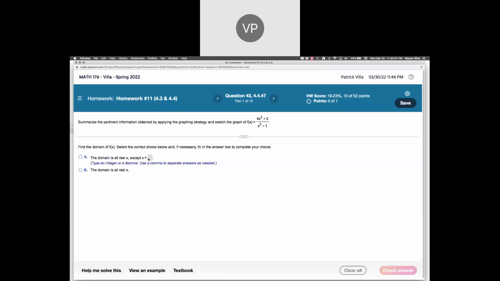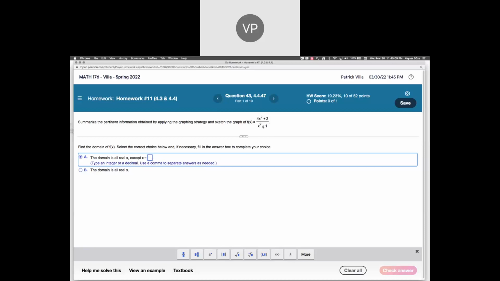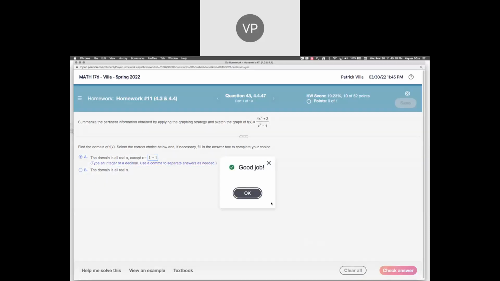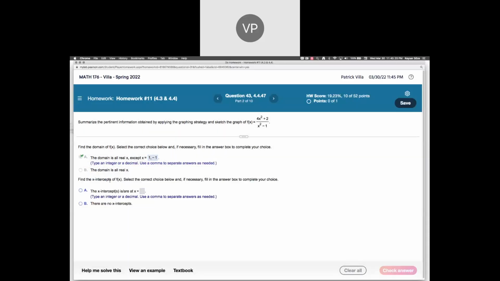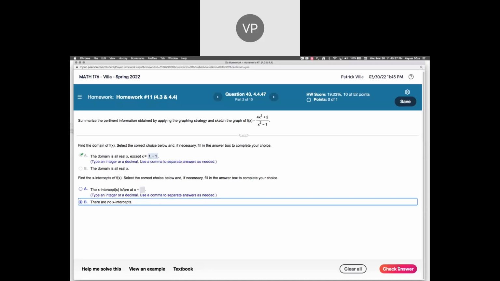Follow the steps. Find the domain by looking at it. In this case, I can tell you it's going to be everything except for 1 and negative 1 when I factor out the denominator. Okay, go through the process though. To find the x-intercepts, you set the entire function equal to 0. I don't think they're going to have any in this case.